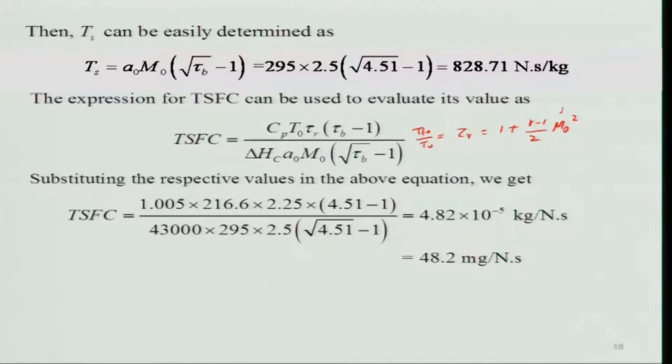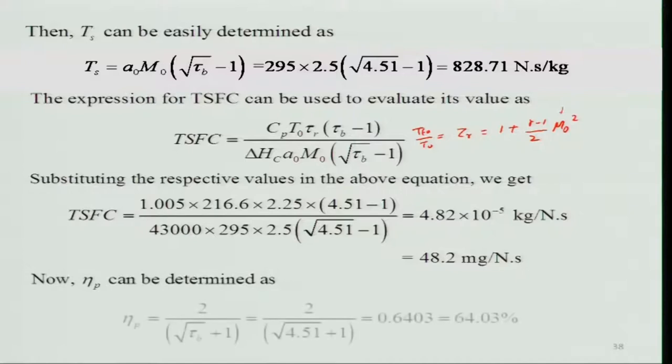I put it in milligrams so that it will be easier to remember. Otherwise, you can put it in SI units, kg per newton second. And propulsive efficiency can be determined very easily. If you substitute this tau r in this place, you will get 64.03. Keep in mind that I need to multiply by 100, so in percentage, because we always feel comfortable with that.